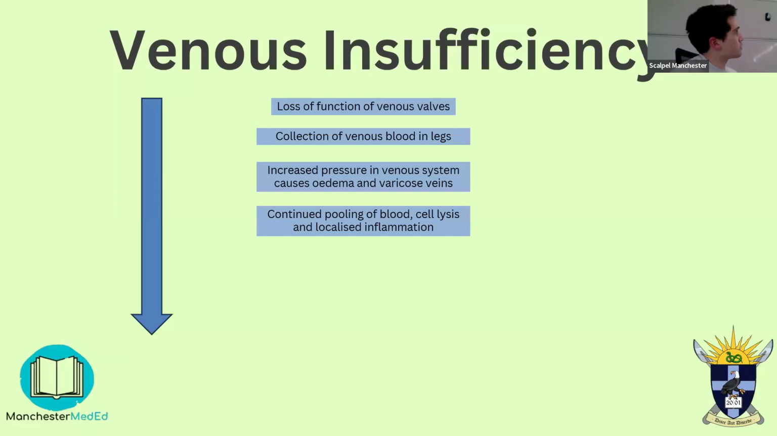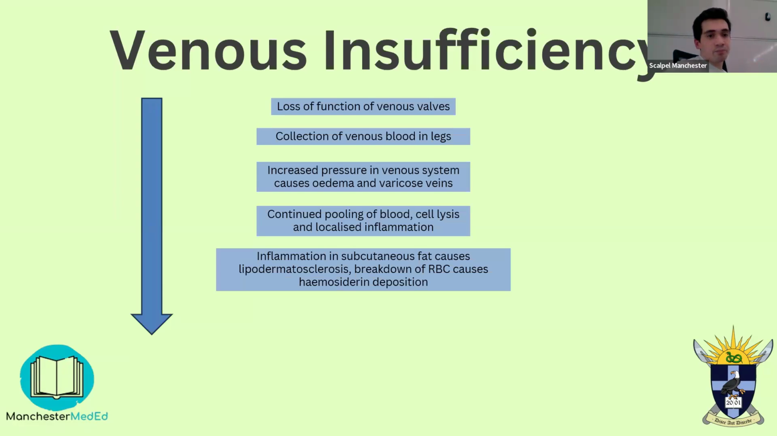Then that continued pooling of the blood, you end up with cell lysis. You get cells that aren't moving anywhere. These cells break down, and you get localized inflammation. This causes a lot of things. So the breakdown of blood cells, red blood cells, causes hemosiderin deposition, which causes pigmentation and discoloration of the skin.